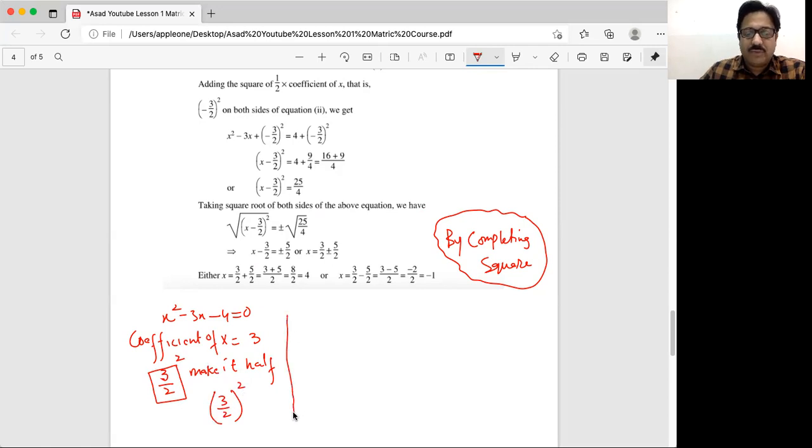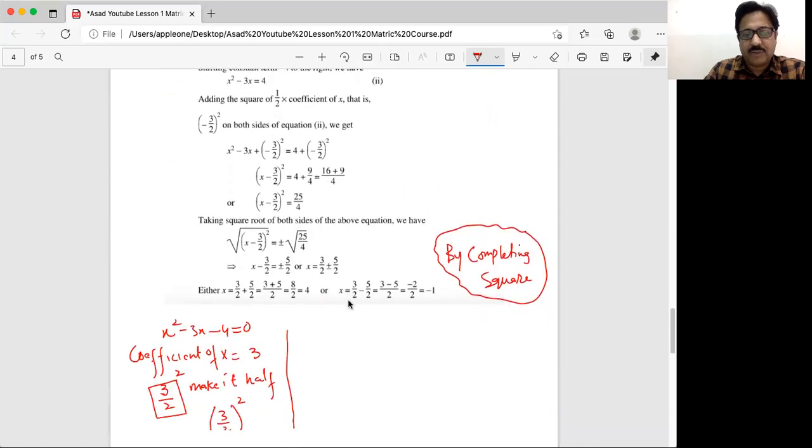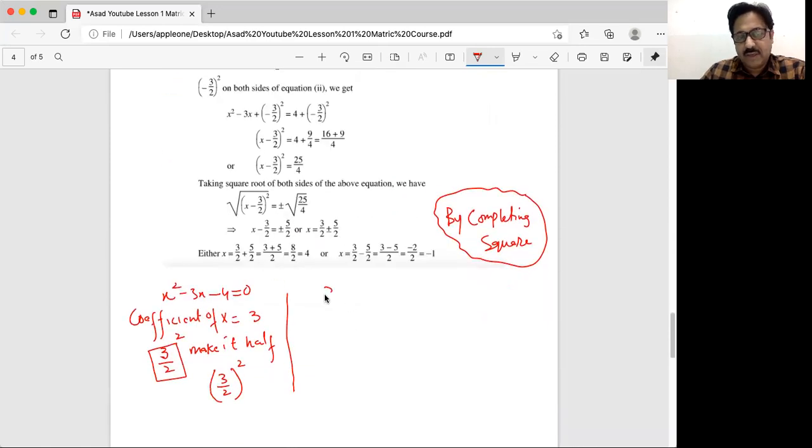Now come to the question. अब देखिए यहाँ पर क्या करेंगे हम यहाँ पर. Look at the expression. Expression is x square minus 3x. Now we will take this number to the other side. So we will keep the first two terms, the x square and the x term on one side, and the constant term will go to the other side.